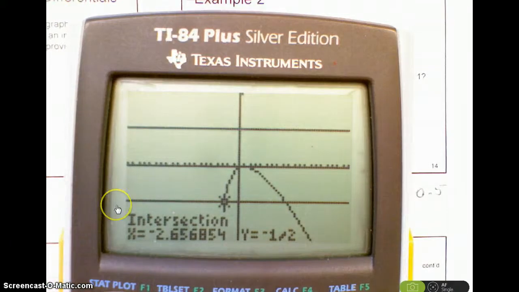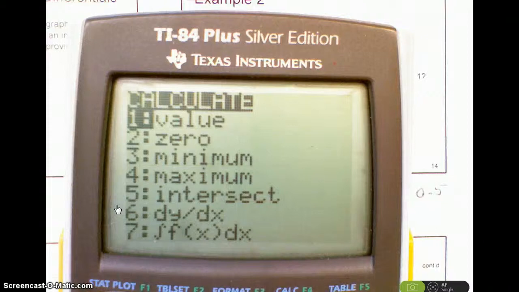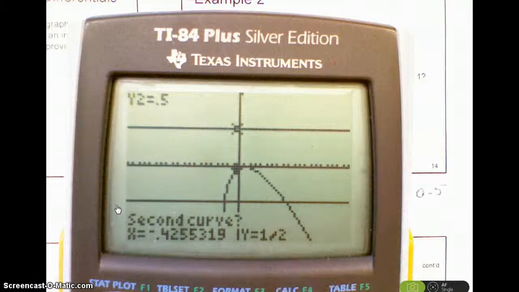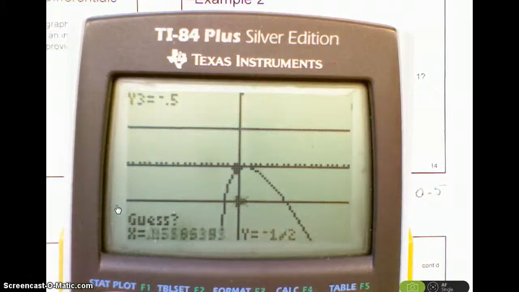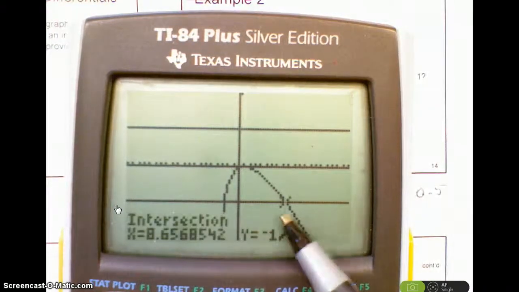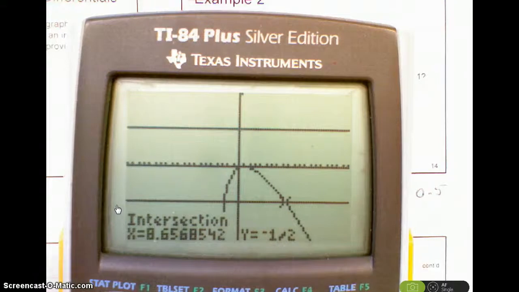And then I'm going to do the same thing again because I want to know where they intersect again. First curve, yeah, that's the one. Second curve, y equals negative 0.5. And then for my guess, I'm going to move the blinking dot closer to the other one because I want the other one to be found. Now the intersection here says x equals 8.6569. Okay, four decimals is fine whenever I have that.